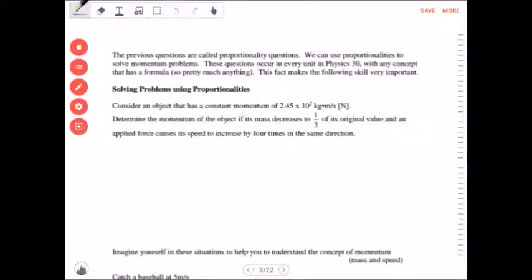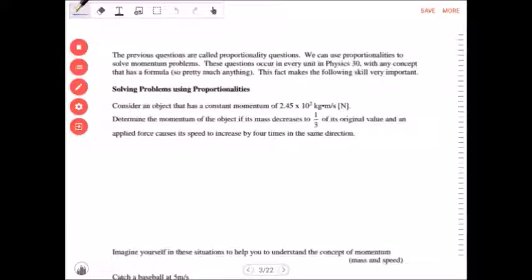Moving on. The previous questions are called proportionality questions. We can use proportionalities to solve momentum problems. These questions occur in every unit in Physics 30 with any concept that has a formula, so pretty much everything. This fact makes the following skill very important: we can solve problems using proportionalities.